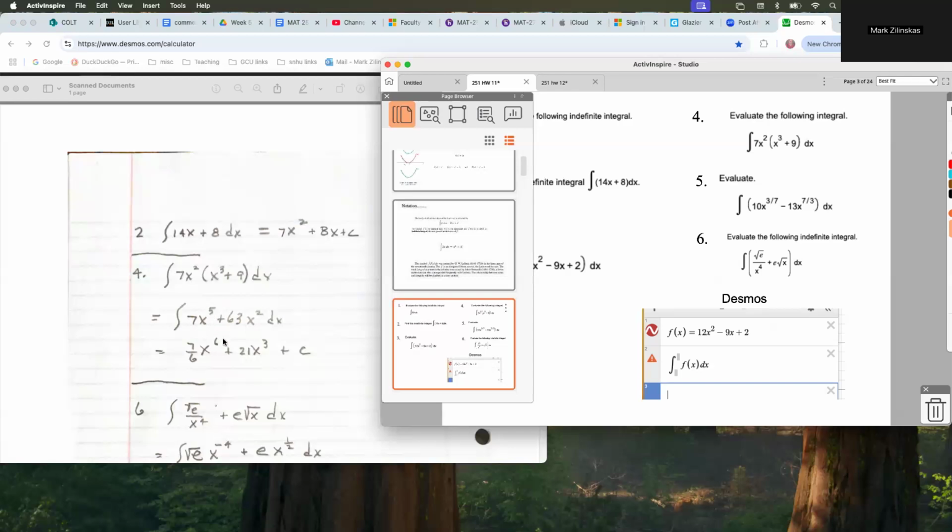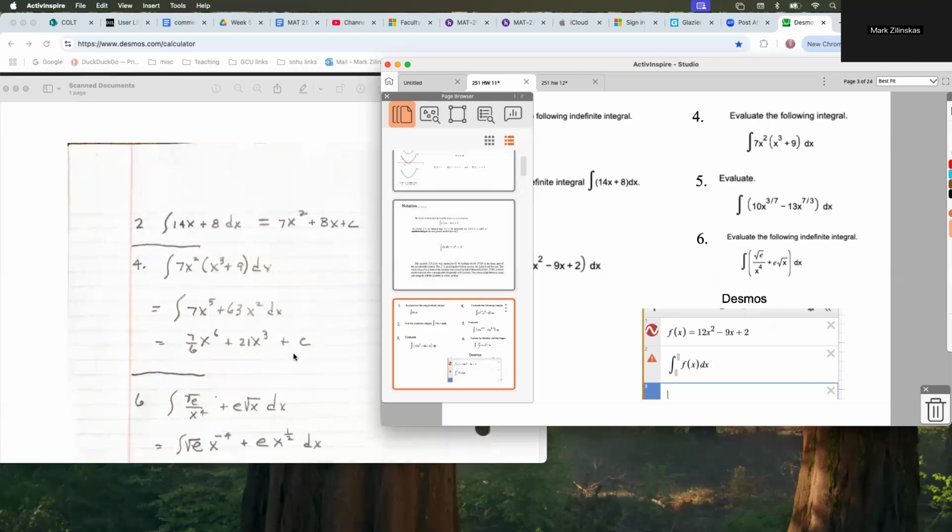I'm going to add 1 to the exponent. I get a 6, and I have to say, what do I have to multiply 6 by to end up with 7? Well, that's just 7/6, because when the 6 comes down here, it cancels out. Over here, I put a 3. What do I have to multiply 3 by to get 63? Well, that's just 21. Some of you will pick up on this a little quicker than others, but again, it just boils down to the arithmetic part of it. And then, of course, I put my plus c.